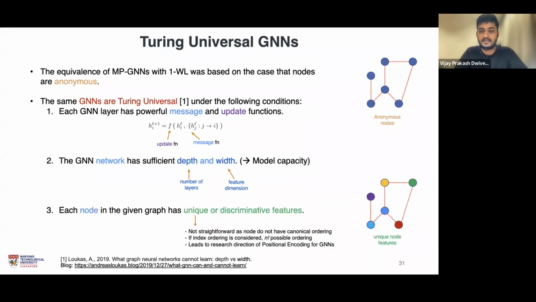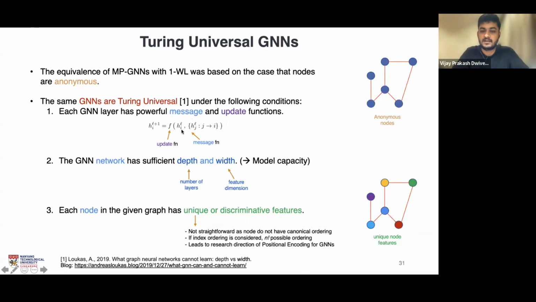And the third and very important condition is that each node in the given graph must have unique or discriminative features. Initially we know that the nodes are anonymous, but if we can somehow pre-compute certain information so that each node has some discriminating node features, then with the presence of this condition and the first two conditions, such a GNN could be Turing universal, and it's a stronger condition compared to the graph isomorphism expressivity. So this is a theoretical result. Now let's see how it's practically achieved.